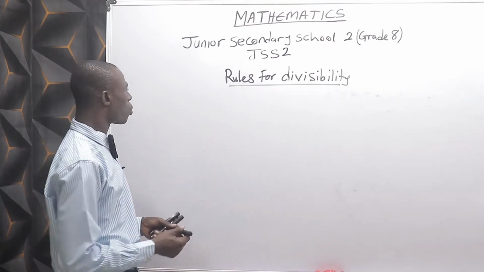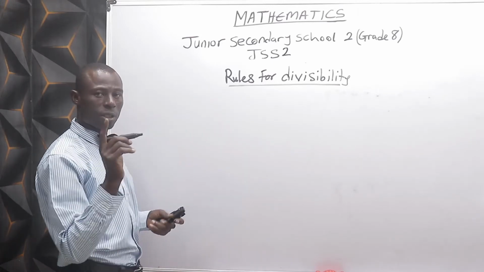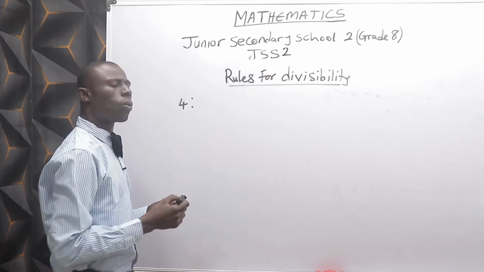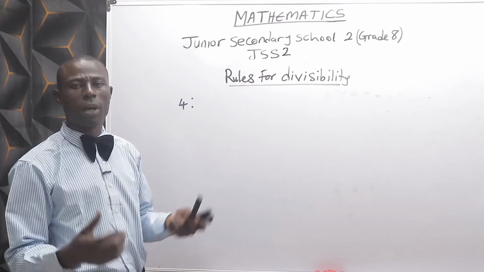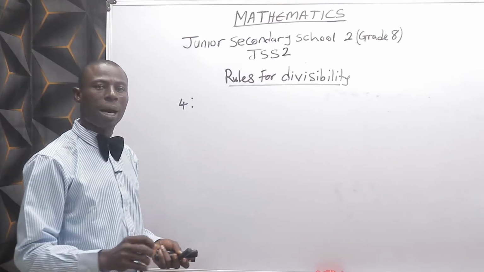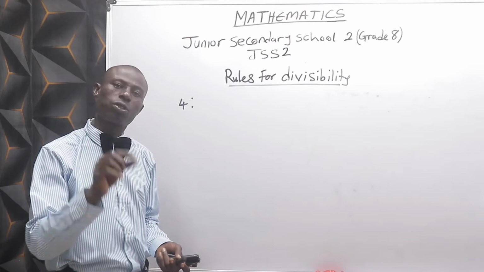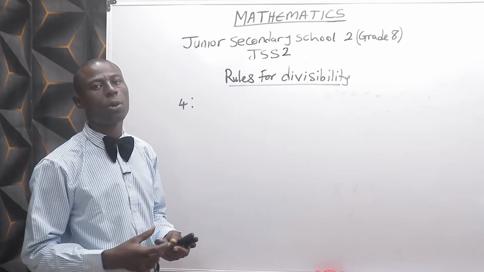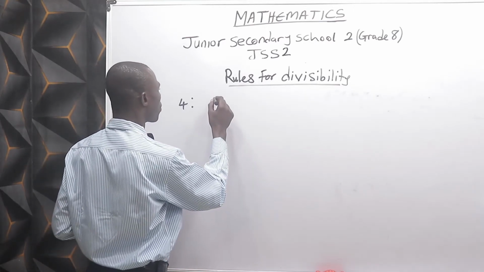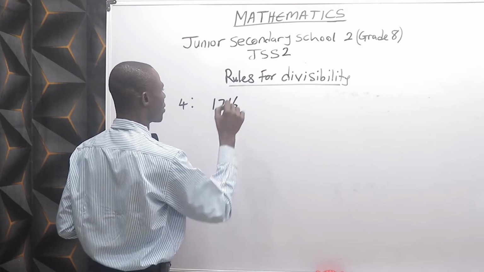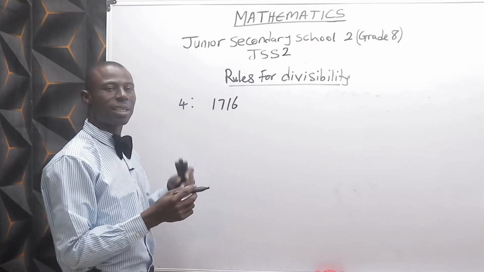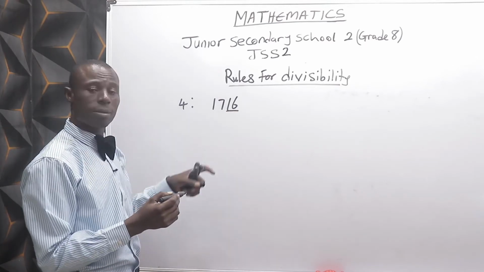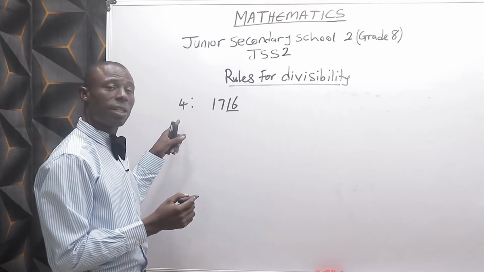Another number we want to consider is 4. Don't forget, you've considered 2, you considered 3. Let's consider 4. What numbers will be exactly divisible by 4? Any whole number will be exactly divisible by 4 if the last 2 digits of the number form a number that is divisible by 4. E.g., 1716. Look at 1716. You can see that the last 2 digits of the number form 16, and 16 is divisible by 4.